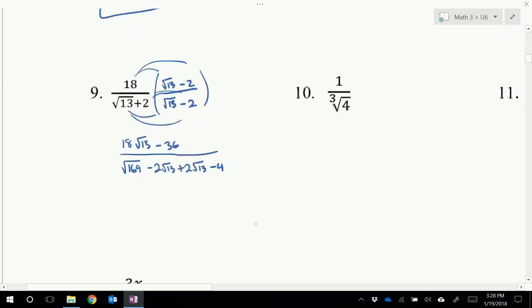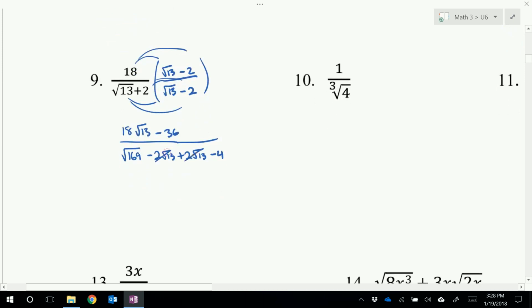Keep working on simplifying this. The middle 2 terms here add up to 0. And this is square root of 169, which is 13. So we get 18 root 13 minus 36 over 13 minus 4, which is 9. And then we can reduce this fraction dividing by 9. So 18 divided by 9 is 2, so 2 root 13. And 36 divided by 9 is 4.